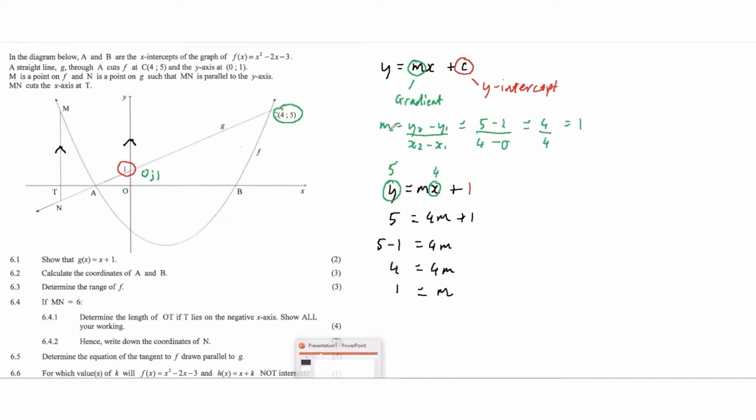So now we know that the equation of our straight line is going to be y equals 1x, or just x, and then our y-intercept, which is 1, so plus 1. And there's our answer for 6.1.